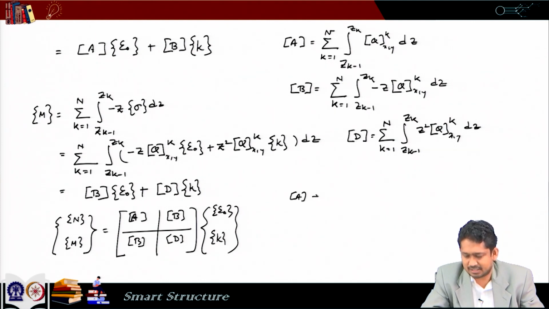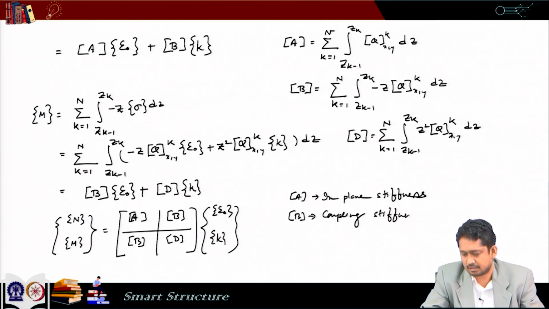So, A signifies in plane stiffness, B signifies coupling stiffness, we can say, and D signifies bending stiffness.